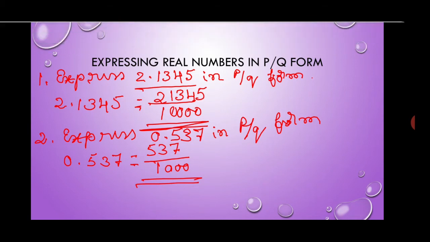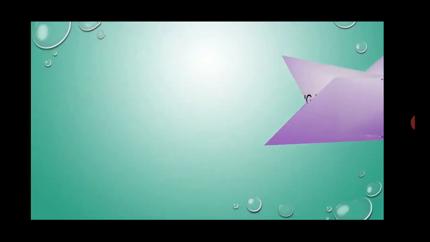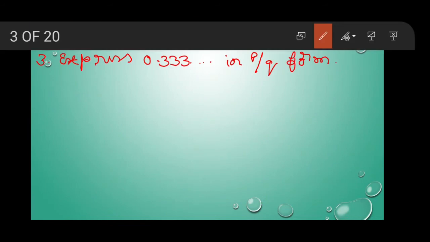Same way we can simplify any terminating decimal expansion in p by q form, right? You have to solve similar problems given in your exercise also, right? Next, let us write one more example. Write the question: Express 0.333 on and on in p by q form.